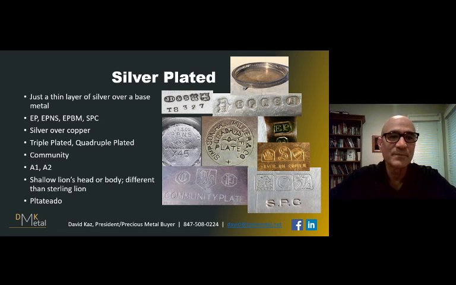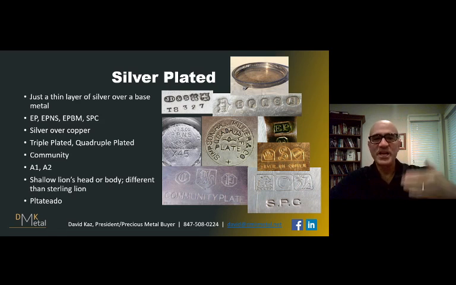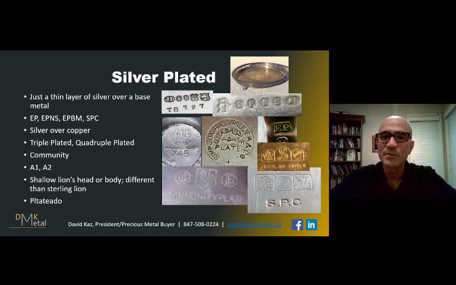You might see the term community, A1, A2. If you see kind of a shallow lion's head or a dragon's head, again, that means plated, or the word plateado, which is plated in Spanish. So again, very low silver content. There still is some silver, so it's not worthless, but it's just a mere fraction of the value of something that's sterling.